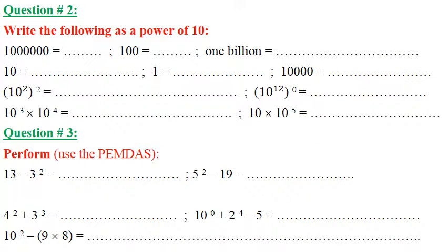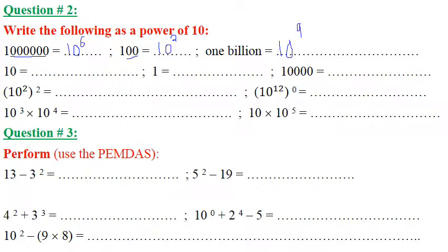In question number 2, we should write the following as a power of 10. So whenever we are given this number, we count the number of zeros near the 1 because we should write a power of 10. So always my base should be 10 and I count 1, 2, 3, 4, 5, 6 zeros. So it's 10 to the power 6. 100 also should have a base 10 and exponent 2 because we have 2 zeros. 1 billion, we know that the 1 billion has 9 zeros. So it is 10 to the power 9.